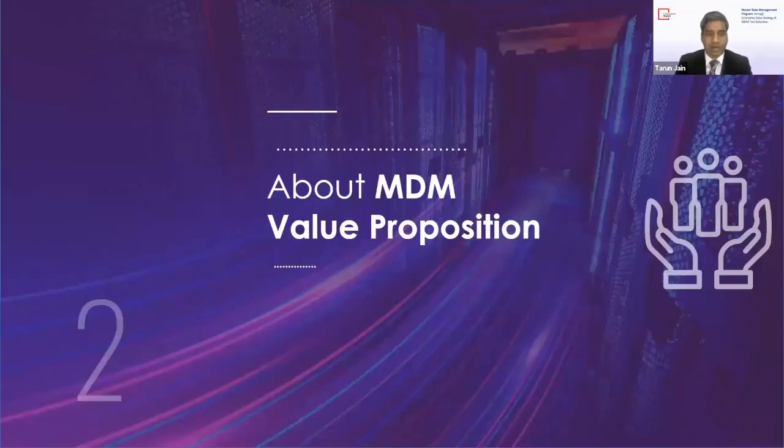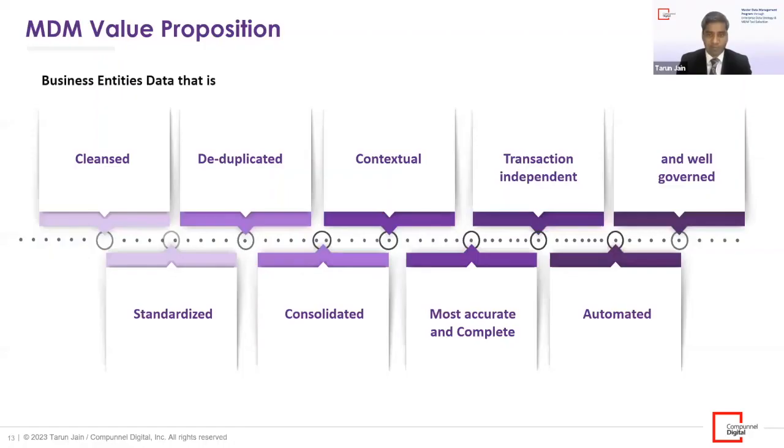So this is the context of where we come from and what the MDM value proposition is. At a very basic level, the key value proposition that an MDM system brings is that it provides you business entities data that is cleansed, standardized, deduplicated, and consolidated. They also add context to it. There could be timelines, affiliations, and relationships between various business entities.